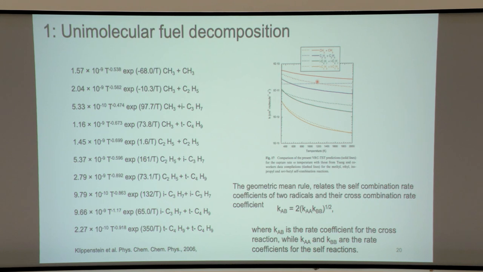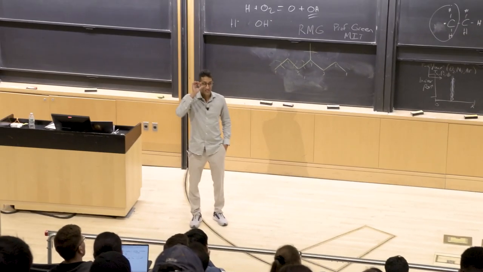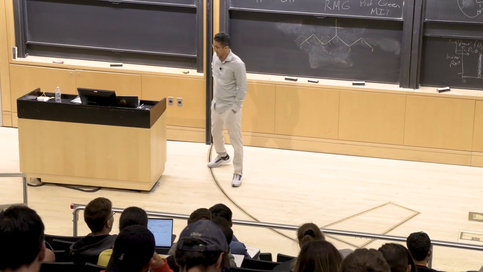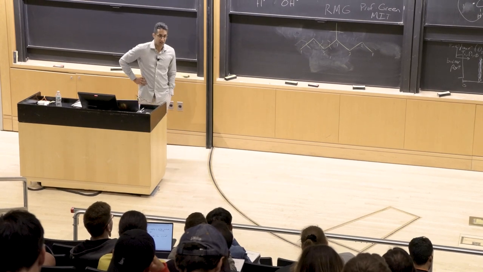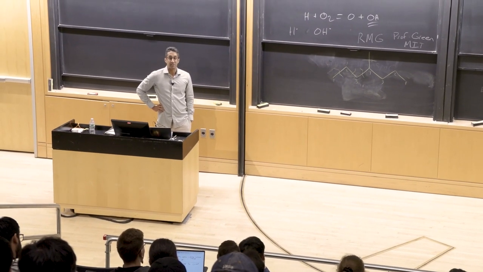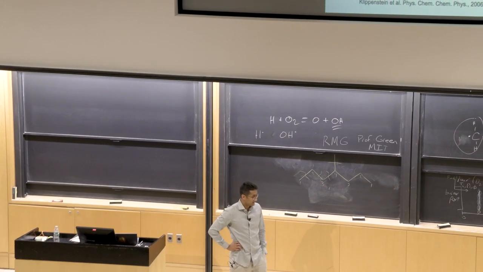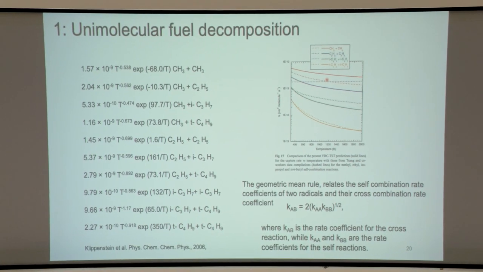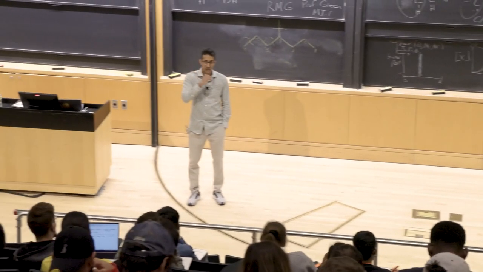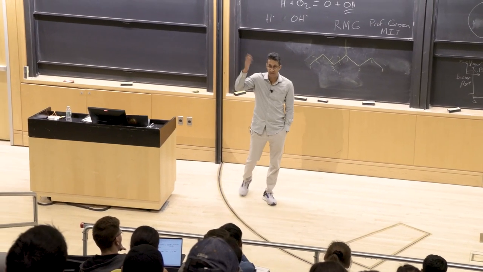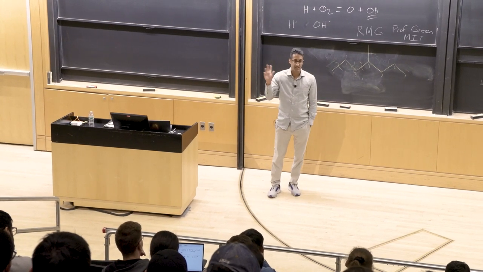So previously, before Klippenstein, there's a very famous kineticist, Wing Tsang. Everybody used to get rates from Wing Tsang. He worked at NIST, and I think in Maryland, yeah. And Wing Tsang is like the godfather of kinetics, experimental kinetics. So he has a lab in NIST, and yeah, they have shock tubes. And I'll show you later how they measure these kinds of rates. And they measure different scission reactions and try to compile databases, all based on experiments and then rules of thumb.